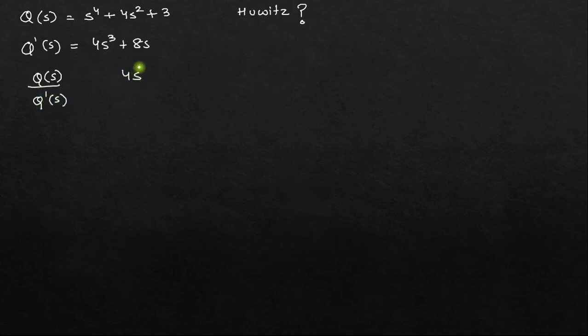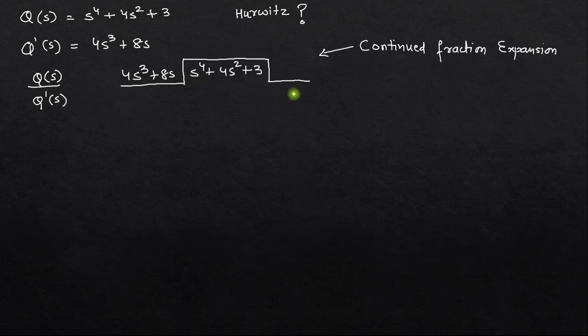Q dash s, we have 4s cube plus 8s, and we will divide it with, so now we will perform our continued fraction expansion with this. This is the derivative of this. I need s raised to power 4, but I have 4s cube. So what should be the coefficient here? I will divide s raised to power 4 with 4s cube, and I will get s by 4. That is, if I multiply s by 4 with this, I will get s raised to power 4. So the coefficient over here will be s by 4.